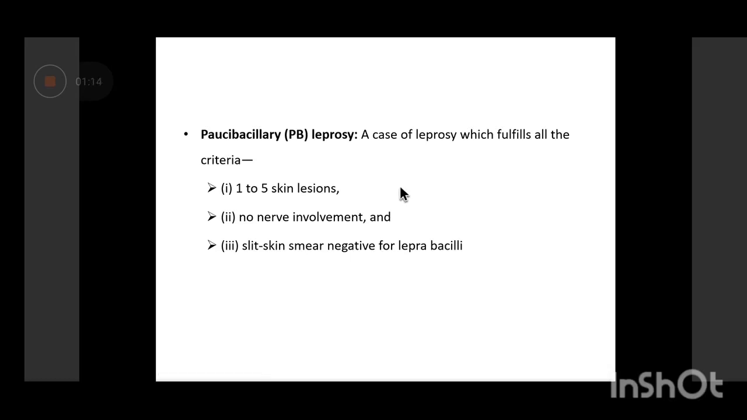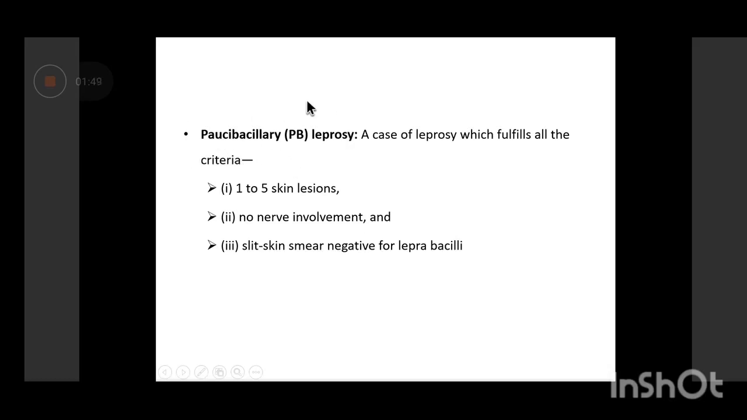The two categories which are used in the leprosy control program are paucibacillary leprosy and multibacillary leprosy. Paucibacillary leprosy is when the patient fulfills these criteria: the skin lesions are 1 to 5, there is no nerve involvement, and the slit skin smear, which we prepare for the diagnosis, is negative for lepra bacilli.